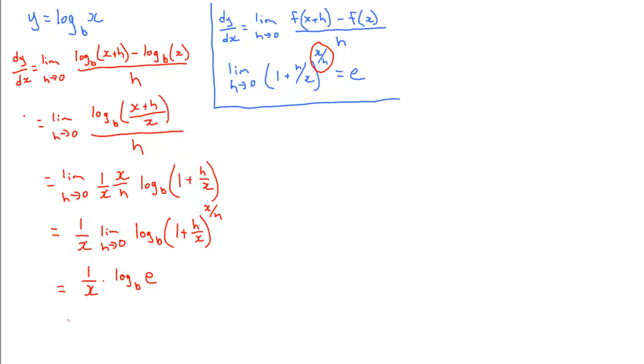We want to change the log base b of e. So using log rules again, log base b of e is the same as 1 over the natural log of the base, which is b. And so just to summarize then, we've now proven that given y equals the log base b of x, the derivative then is 1 over x times the natural log of the base.